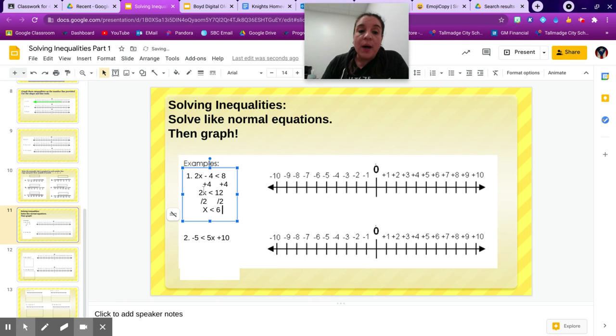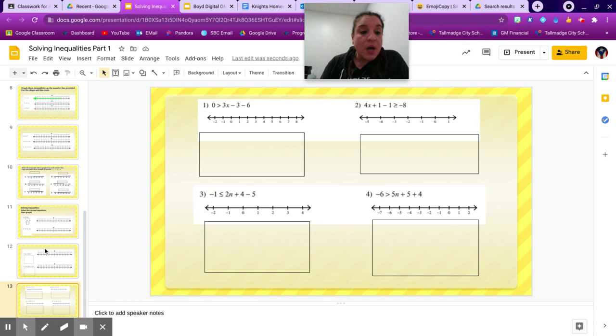And now I'm going to graph this inequality on the number line over here to the right, just like you did the inequalities earlier. Use your shape tools and get those on there. All right. You're going to work on those all the way through to the end, slide 13.